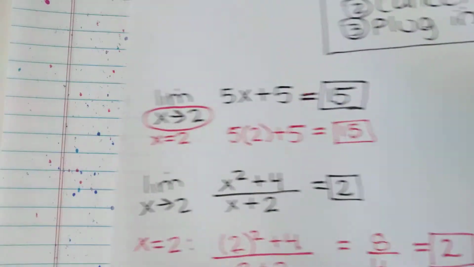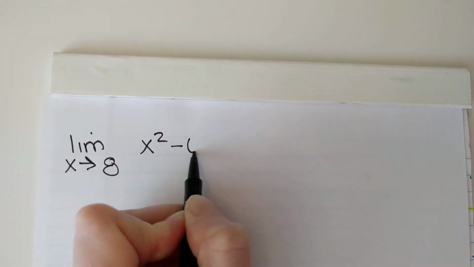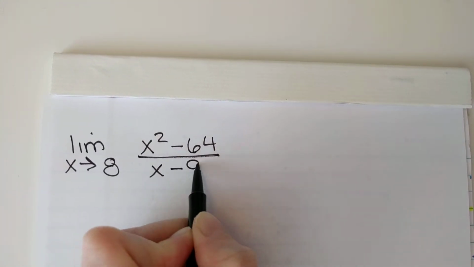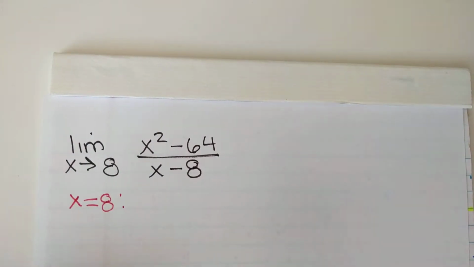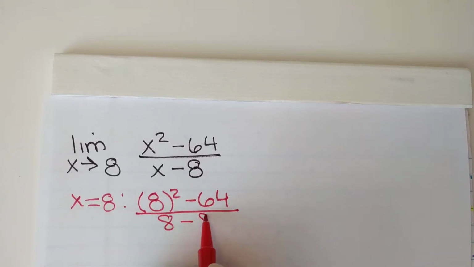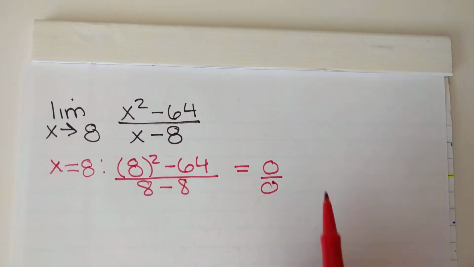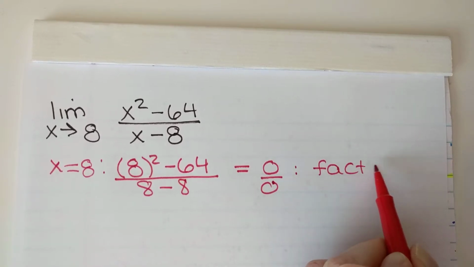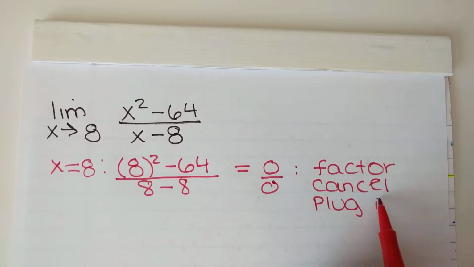All right, so let's look at some other examples of where it's not going to be as straightforward as just plug in and you get a finite number. In this case, if I have the limit as x goes to 8 of x squared minus 64 over x minus 8, well, if I just immediately plug in x is equal to 8, which is always my first step, I get 8 squared minus 64 over 8 minus 8. And that, of course, gives us 0 over 0. So when we get that 0 over 0, we want to say to ourselves, all right, it's time to factor and then cross out or cancel and then plug in as our last step.